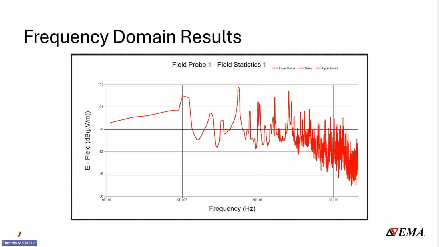When we run that simulation, we're able to extract the fields at the antenna. Typically, we convert that to dB microvolts per meter to match the standard, and then we can compare our predicted emissions of our device. In this case, this is just one excitation.